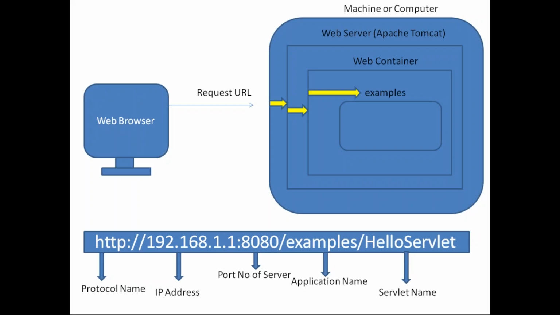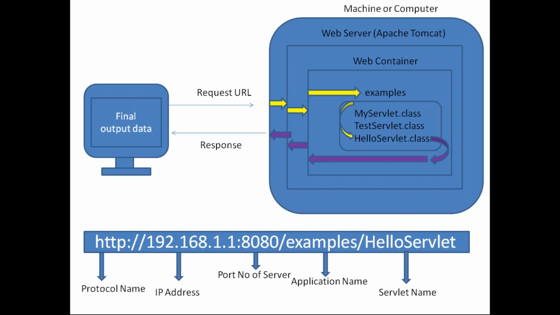Then it comes into the example, and here there are 3 servlets deployed in the example folder: my servlet, test servlet, and hello servlet. So it will check that hello servlet is in the URL, then it will match with hello servlet, and the web container will execute this hello servlet, and the output of this hello servlet dot class is printed on the web browser. So this is the way we access the web application.